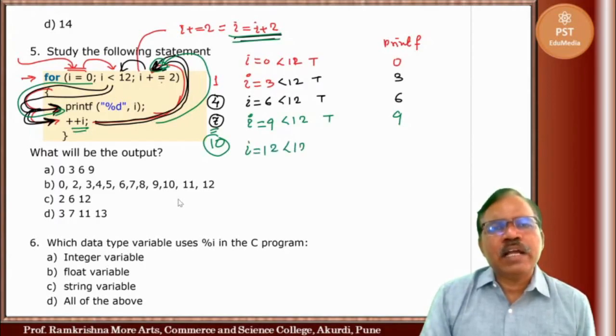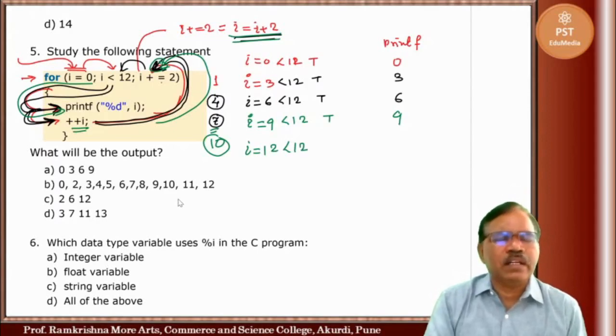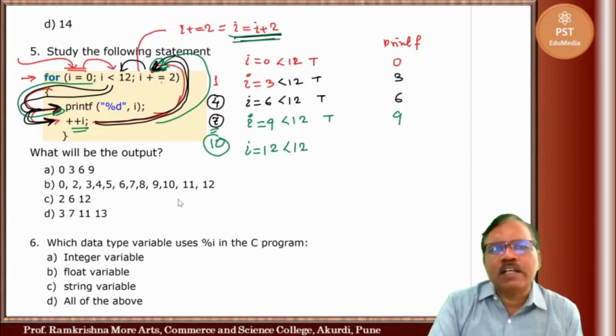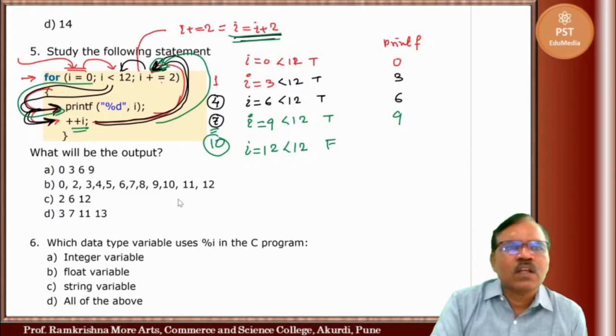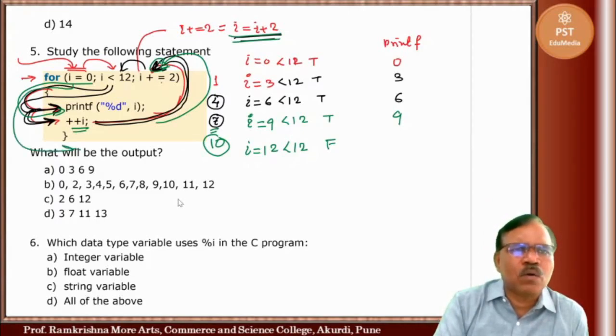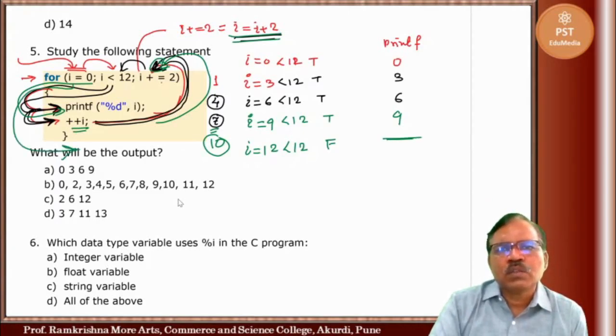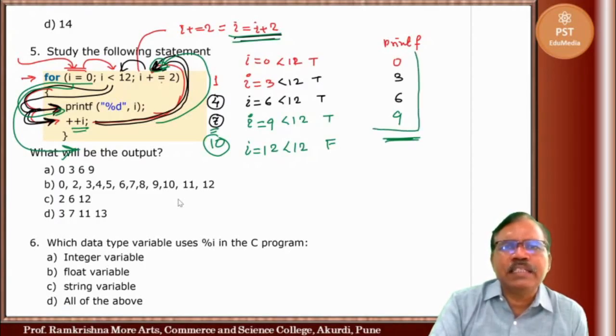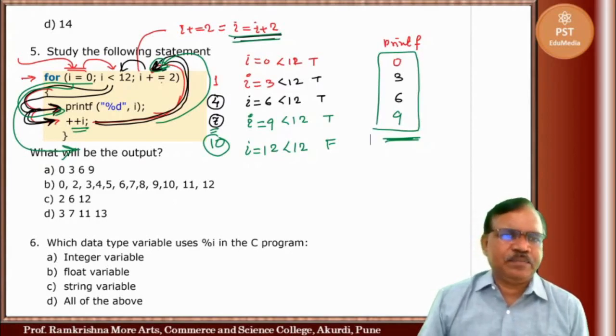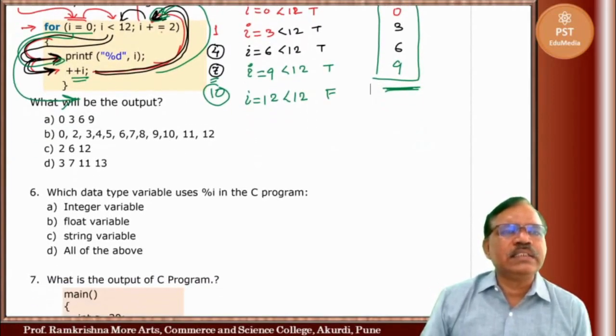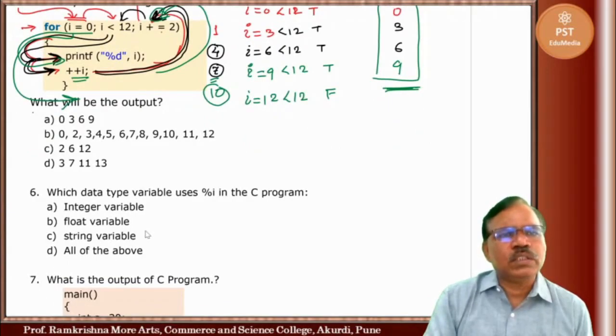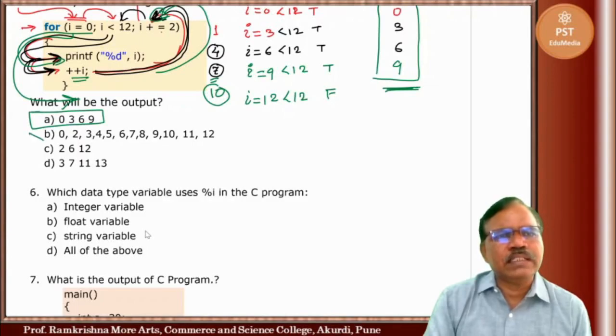Is it less than 12? No, it is equal to 12, but our condition is less than 12. So it is false, and it will come out of the loop. So how many values are printed? These values are printed: 0, 3, 6, 9. So this first one is correct. This is not correct. This is not correct.